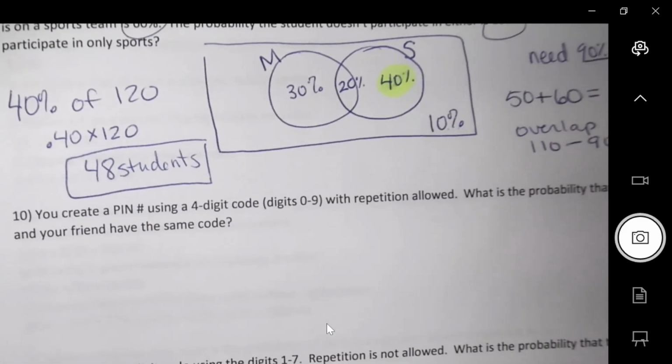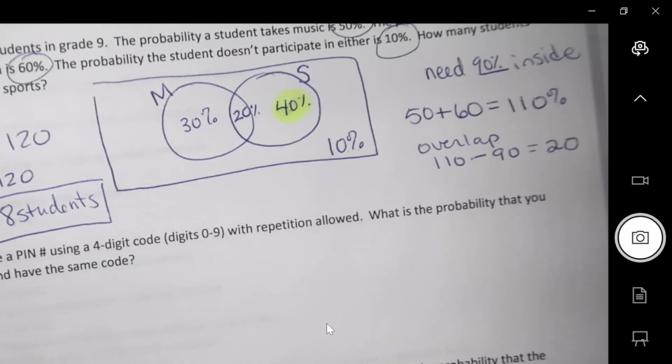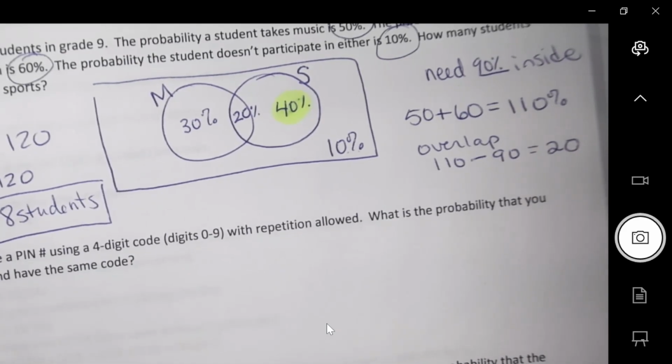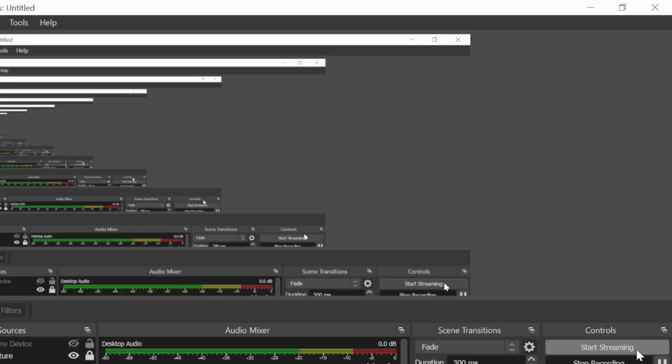Okay, number 10. Actually, I'm going to pause because maybe you want to write something on that cheat sheet.